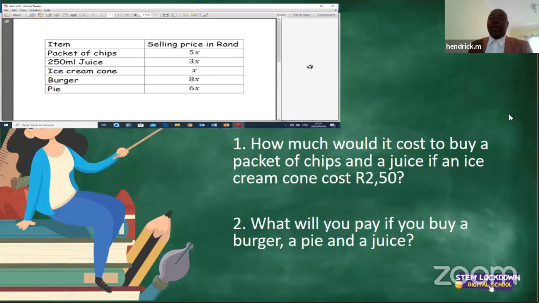So the first one is a packet of chips and a juice. I hope that you can hear me. And you are told that an ice cream is 2 rand and 50 cents. So I want you to answer that. And then of course, the second question, what will you pay if you buy a burger, which is 8x, plus a pie, which is 6x, and a juice, which is 3x. So I want you to work it out as well.